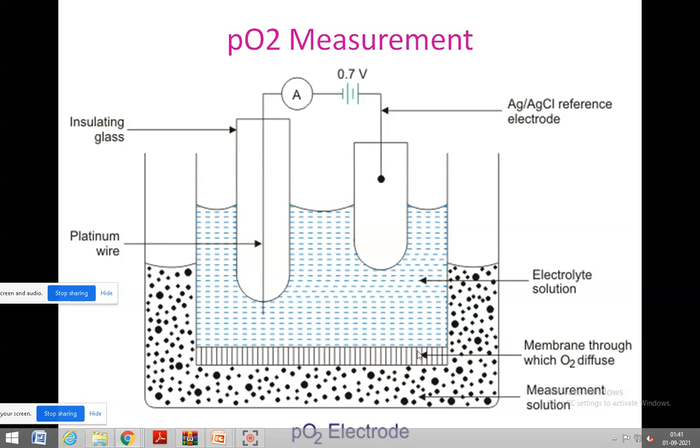In the inside container, you will place two electrodes. One will be the active electrode, and another one will be a silver chloride electrode, which acts as the reference electrode. These two electrodes will be connected with a battery or supply, and you will also have one ammeter.